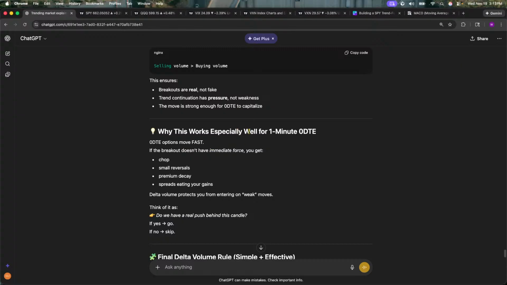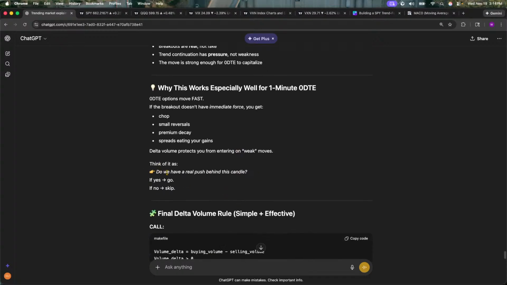Why this works well for 1 minute: 0 DTE options move fast. If the breakout doesn't have immediate force, you get caught in a chop. Immediate reversals are not small, because we've seen that live when we were paper trading. Those reversals are real. Premium decay means that every minute you hold on to the option, you're losing value. So that's the decay, and the spread eating your gains. So delta volume protects you from entering on weak moves.